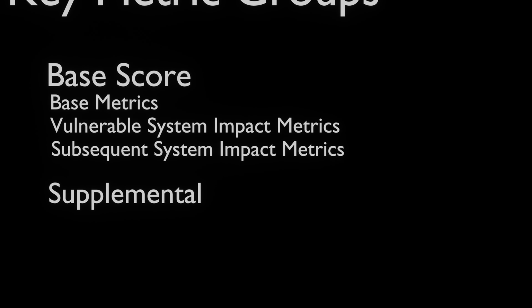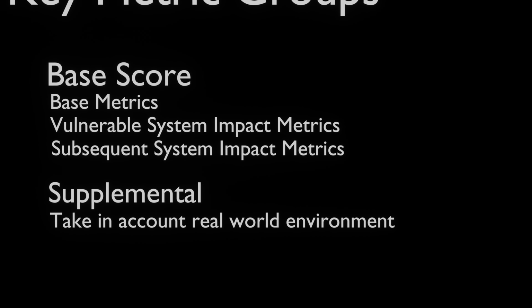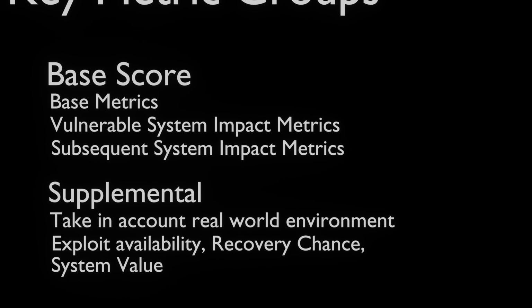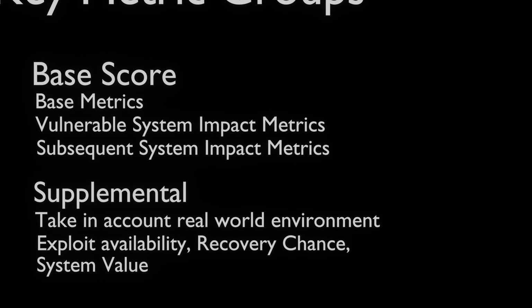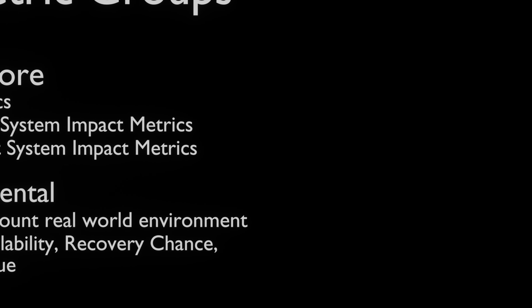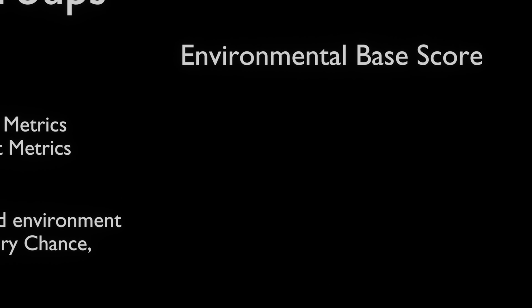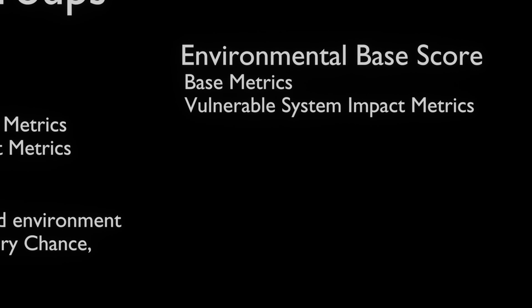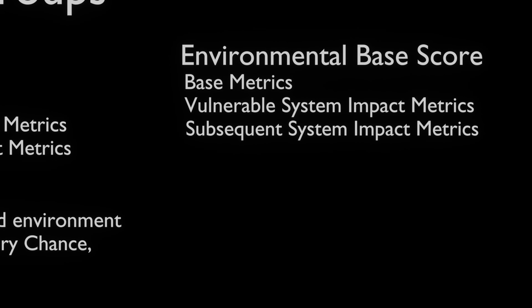The supplemental group is used to take into account real-time factors such as exploit availability, recovery chance, and the value of affected systems. These can be used to give more context to the vulnerability. The environmental metric group takes the environment of the vulnerability in mind. It assesses the impact of a vulnerability within a system, considering additional mitigations and configurations tailored to the environment. This metric group is usually filled in by the client.